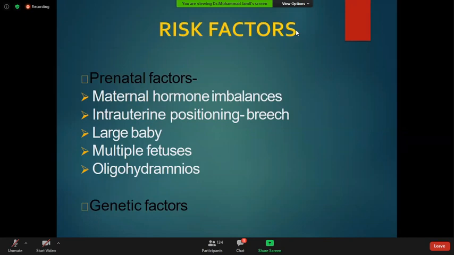What are the risk factors? They are genetic factors and prenatal factors. The prenatal factors are maternal hormone imbalances, intrauterine positioning, large baby, multiple fetuses, and oligohydramnios.